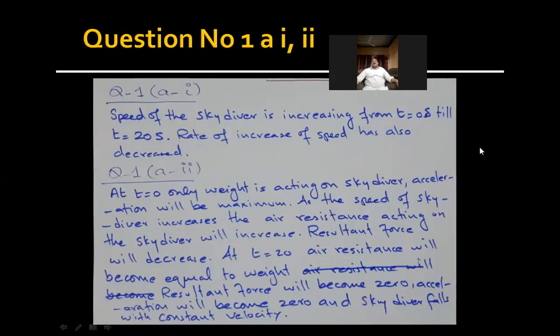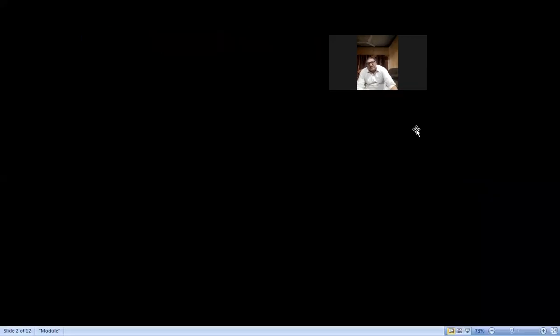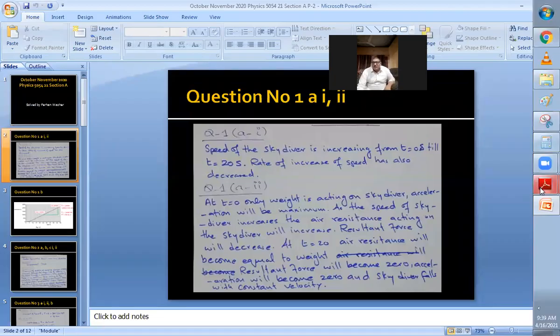The speed of the skydiver is increasing from t0 second till t20 second. The rate of increase of speed is gradually decreasing. At the start the acceleration is maximum, then it decreases. How do I know this? I know this because the body is having a free fall, and at the end it gets the terminal velocity, which means at the start the acceleration will be maximum and then gradually decrease. So the acceleration is gradually decreasing, but the speed is increasing in the first 20 seconds.